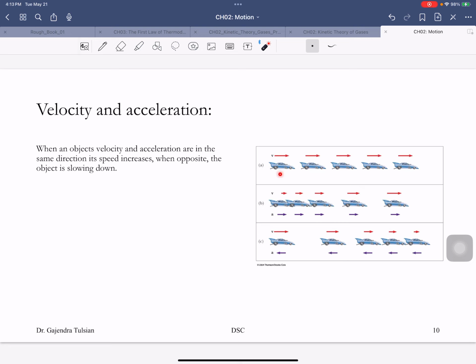All right, no acceleration, velocity is constant. Acceleration pointing in the same direction as the velocity, you're speeding up. Acceleration pointing in the opposite direction of the velocity, you're slowing down.